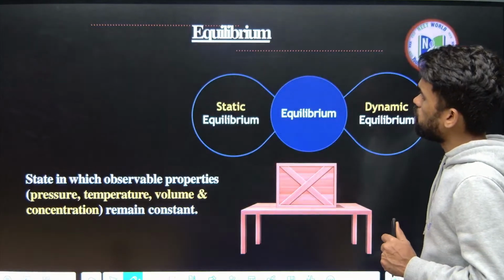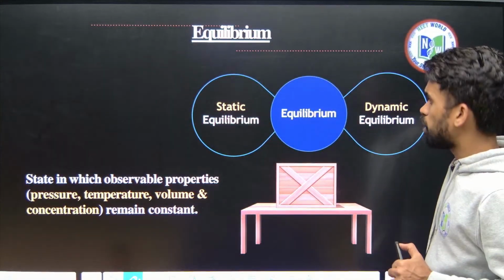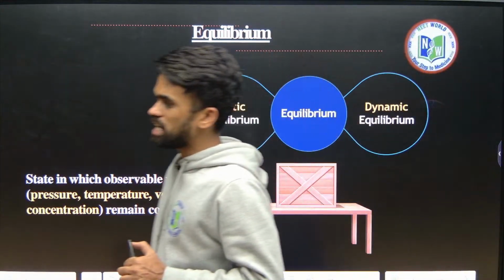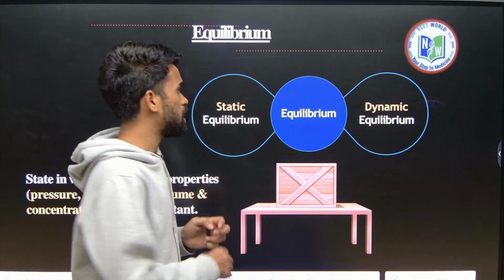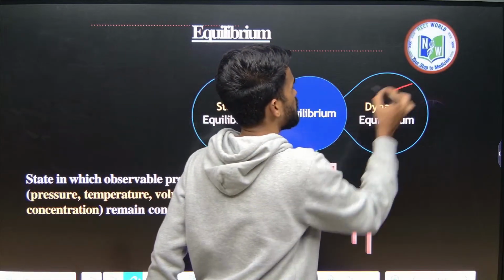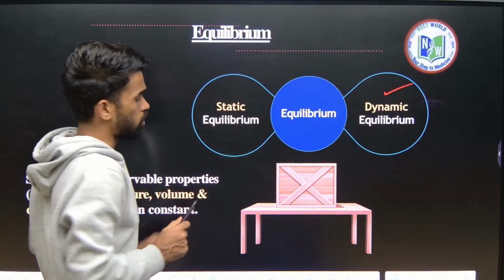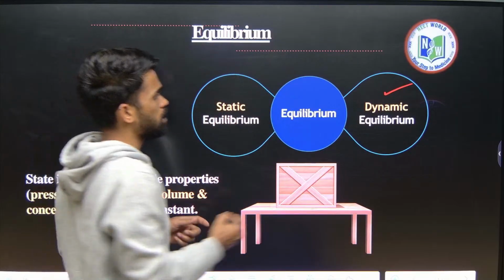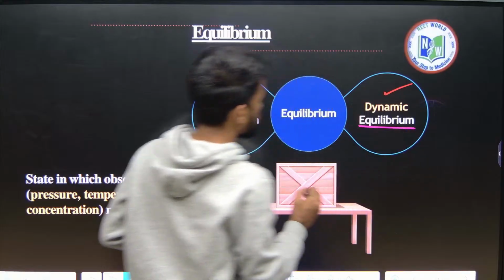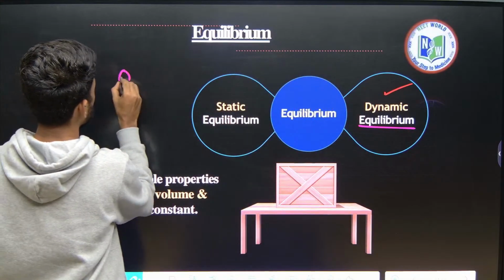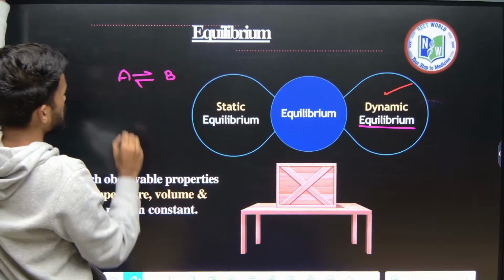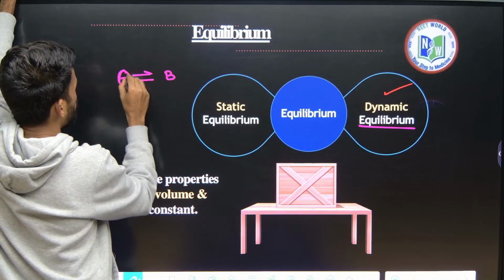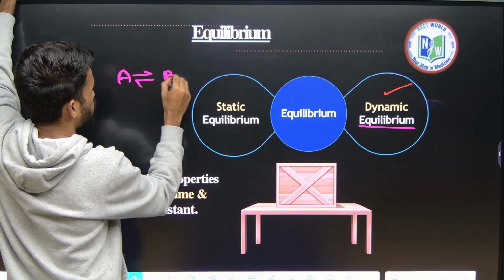Now there are two types of equilibrium: one is static equilibrium and the other is dynamic equilibrium. Our chemical reactions will have dynamic equilibrium, not static, in this discussion. So what does dynamic equilibrium mean? For example, take the formation of B from A. Initially, if you take only A, after some time B is formed.